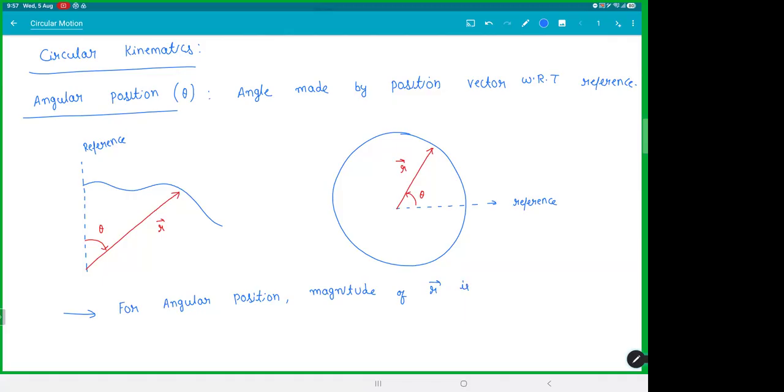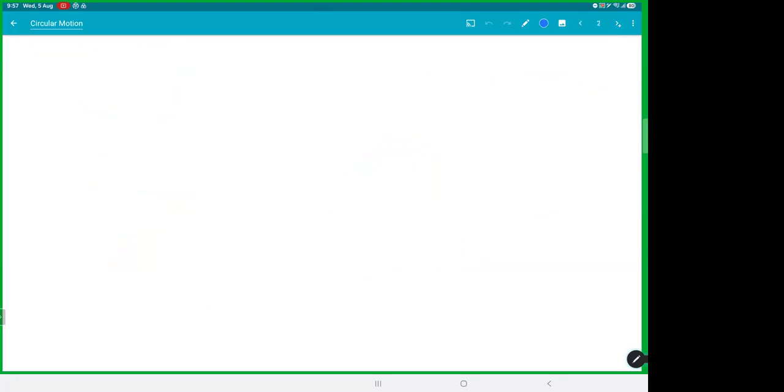Magnitude of r bar is not needed. Yeah, that's our definition. How much angle are you making with respect to the reference line? Straightforward. Then we define angular position, angular displacement. If you see, they kind of look like kinematics, but everywhere I'm just putting the word angular.